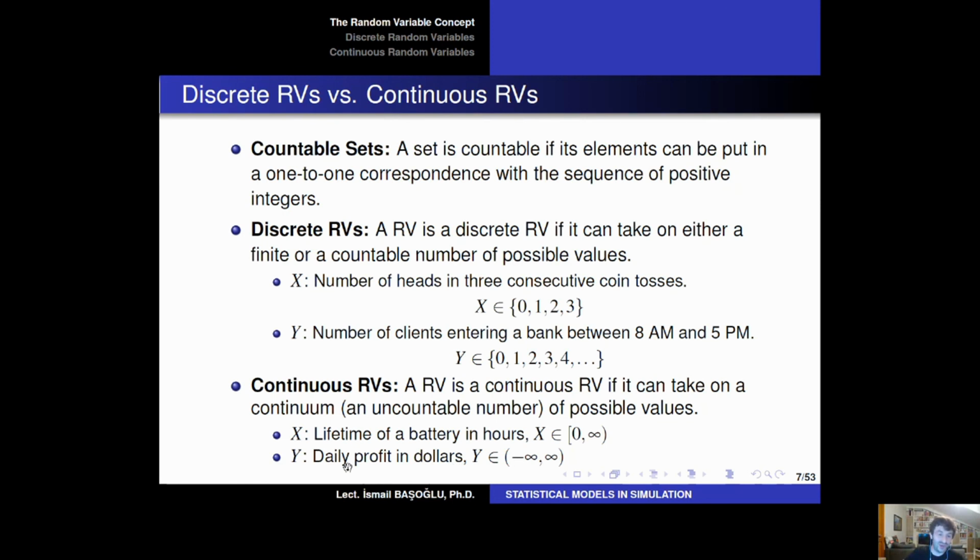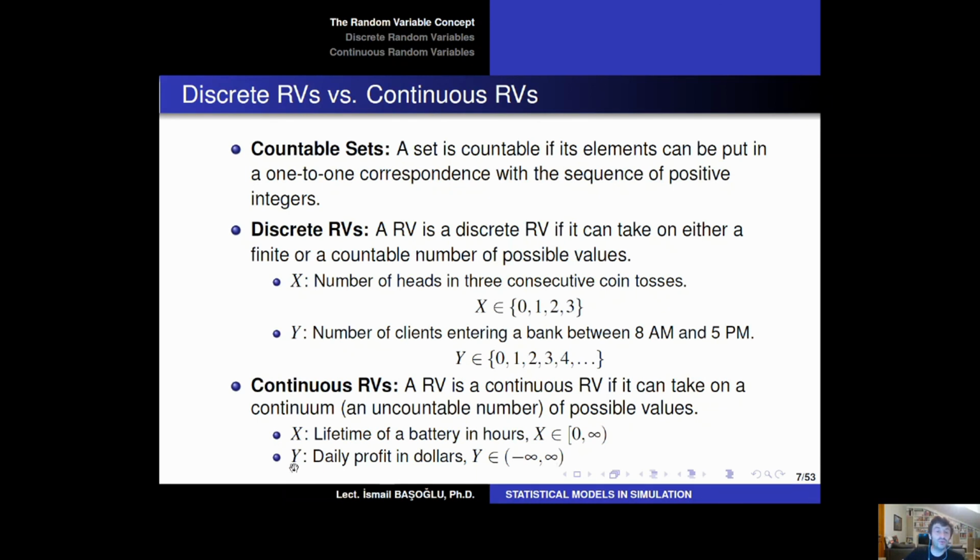Now, of course, you can ask me, we can count the money. Yes, you can count the money in dollars. However, the daily profit can have a very, very large resolution. I mean, if you are going to gain an interest from money on that day, you can gain an interest given in continuous values, right? So therefore, it is just taking real values only.